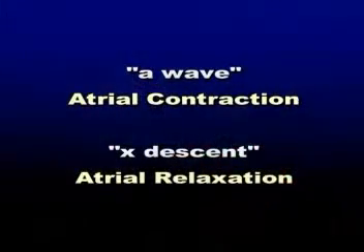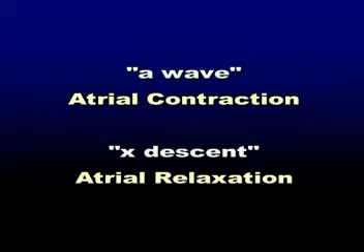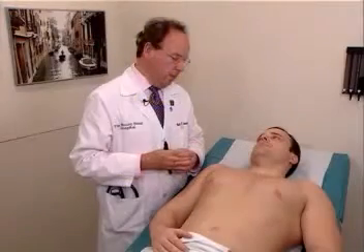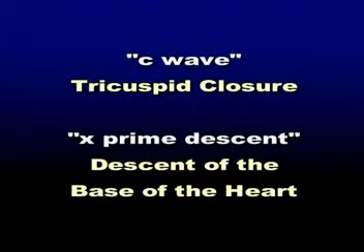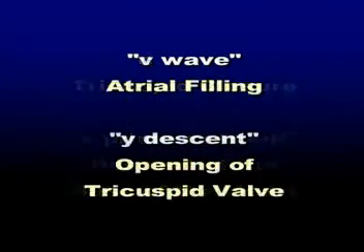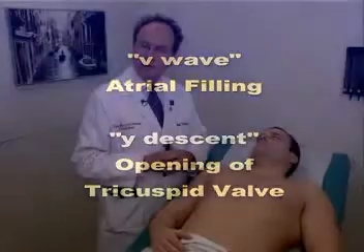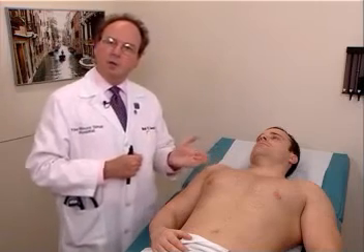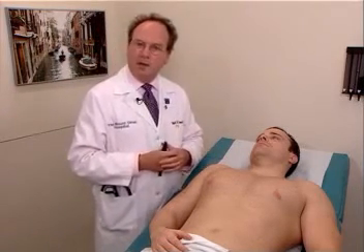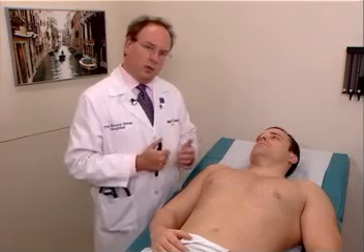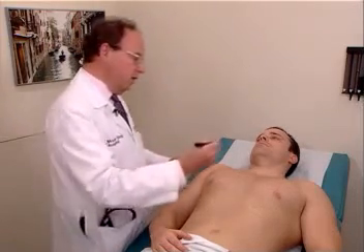You'll remember that the A wave is related to atrial contraction. The X descent is the relaxation of the atria. The C wave is closure of the tricuspid valve. The X prime descent is the descent to the base of the heart. And the V wave is atrial filling, which culminates with the Y descent, which is when the tricuspid valve opens. Any abnormality of the valves or compliance of the valves or of the ventricle will give you an abnormality of these particular waveforms. So they're really very important to evaluate, and they're done in this manner.